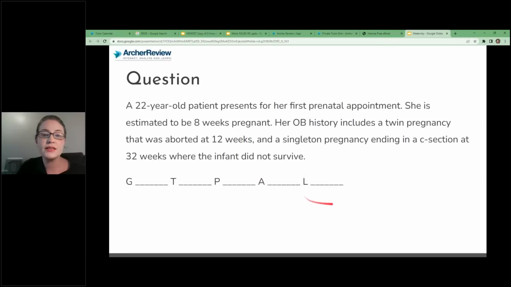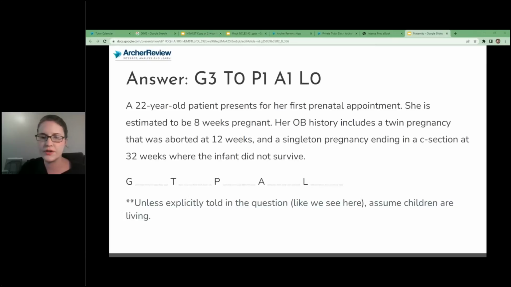And finally, how many living children are there? What do we do for L? Yep. Exactly. L is 0, unfortunately. She's currently pregnant. We don't count that. We can't count the abortion at 12 weeks. Those twins didn't survive. And we can't count the 32-weeker because that infant didn't survive either. So unfortunately, this is an L of 0. So just keep practicing those. Those can be very, very tricky, but the more you practice them, the easier it will get.